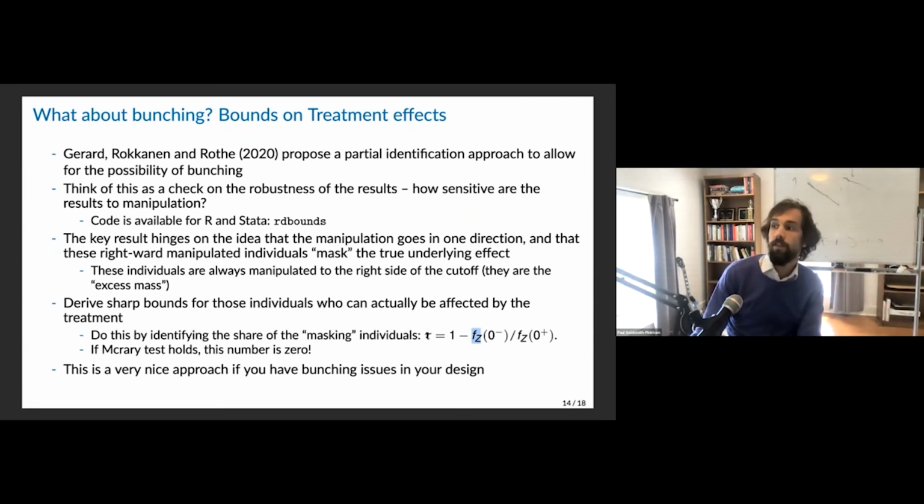And so this number gets bigger as the relative mass on the left is smaller than the relative mass on the right, right? So in the extreme, the density on the left would be 0 and the density on the right would be 1. And then everybody is manipulated over to the right. That's the extreme in which everyone is bunching. So this is really nice.